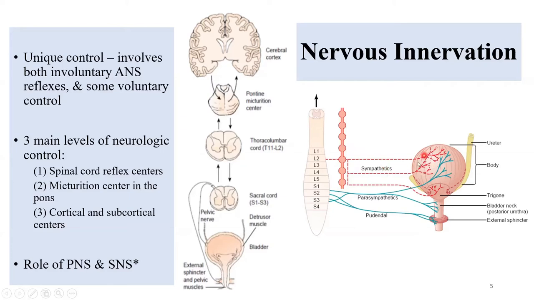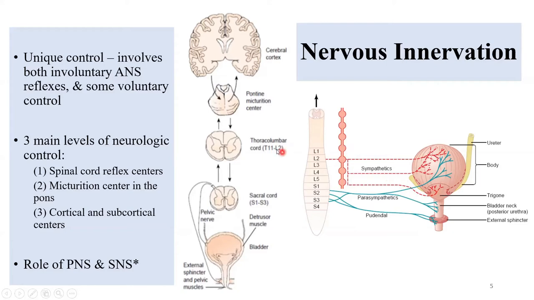And you see that it's quite an extensive supply of sympathetics to the fundal area, the main body of the urinary bladder, and also the trigone area near the neck of the bladder. This is an important point, which I'll discuss just in a bit.